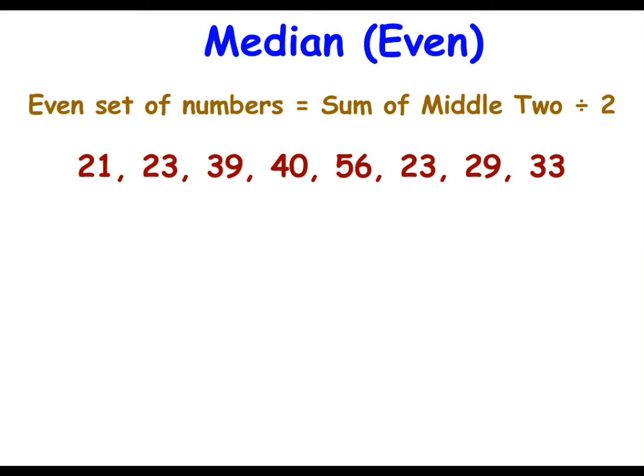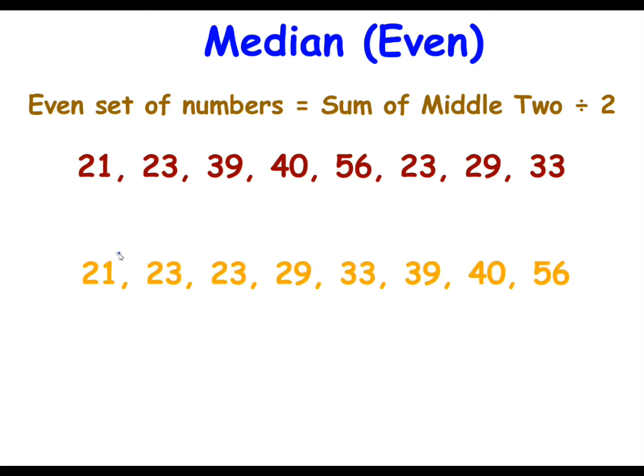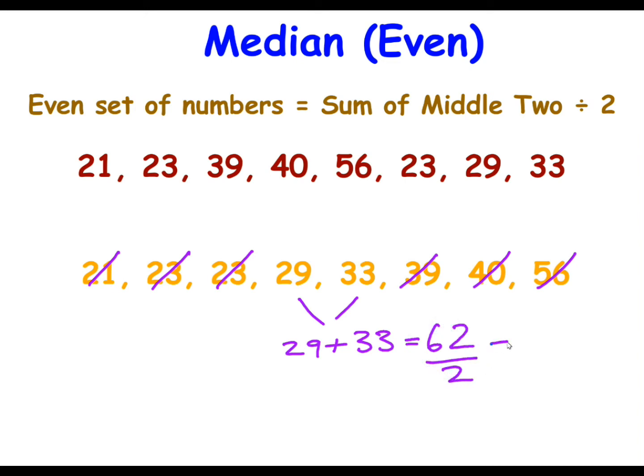So once we've sorted them and we cross them out from the ends, we can see we have two numbers in the middle. And that's what we would expect with an even set of data. So all we need to do is add the two together and then divide it by 2. So our median for this set of data would be the number 31.